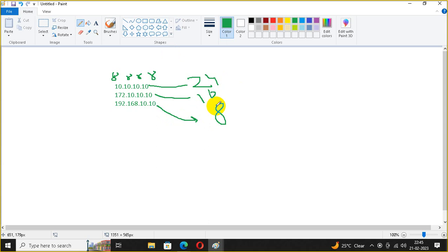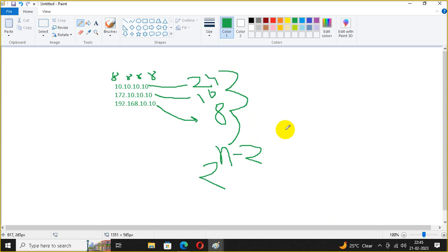Now there is a formula. If you want to know in a network range how many computers will get an IP address, the formula is 2 to the power n minus 2. Now what is n? The value of n is the number of host bits.